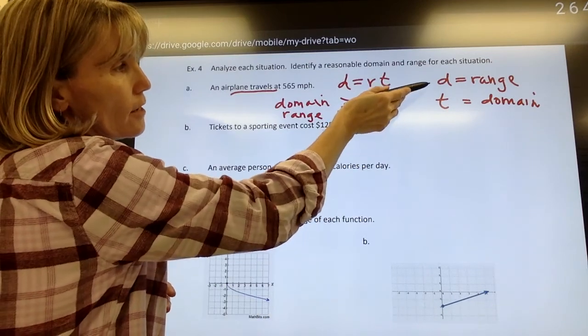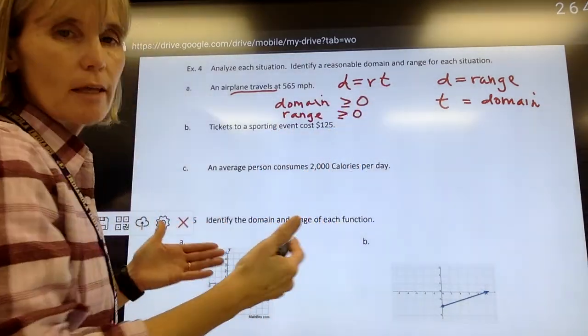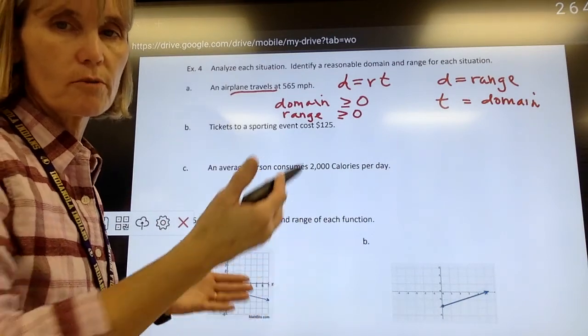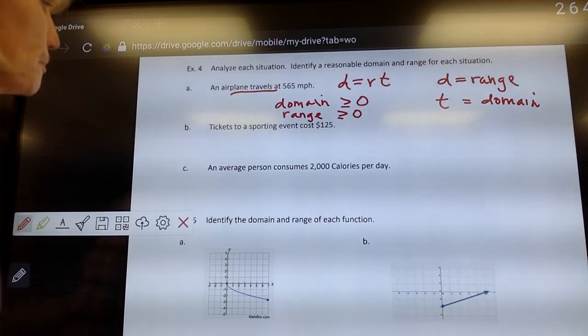Now you could say D is greater than or equal to 0 and T is greater than or equal to 0. They really didn't give us variables to work with, so I'm just going to say the domain is greater than or equal to 0, and so is the range.